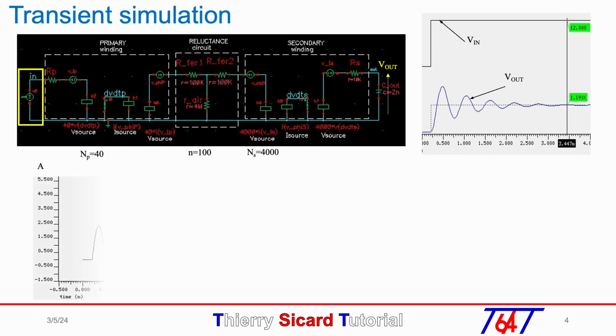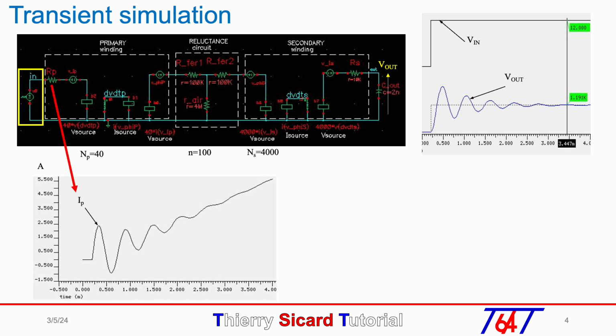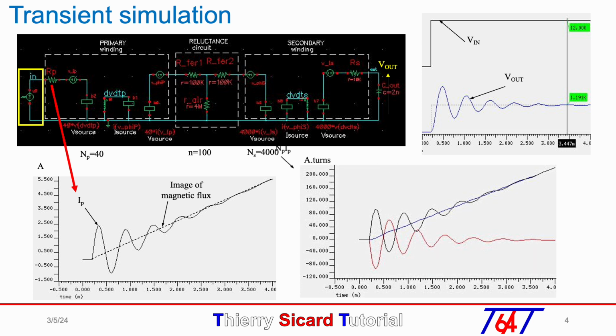The primary current measured in the resistance Rp or in the zero voltage source VIP oscillates around the image of the linear magnetic flux forced by the constant primary voltage of 12 volt. The advantage of the physical model is that we can plot the NP-IP and NS-IS voltages in volt in SPICE, but ampere turns for us. The sum of NP-IP plus NS-IS is a magnetic current.